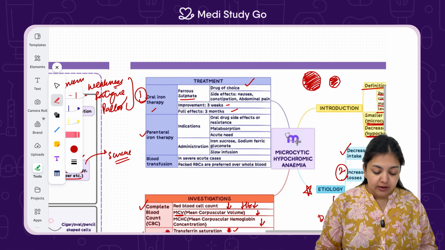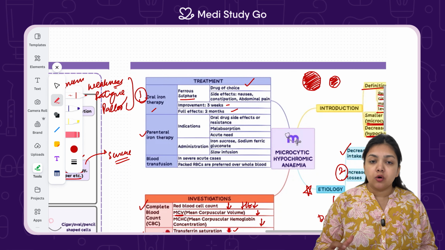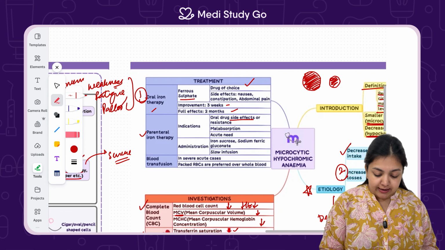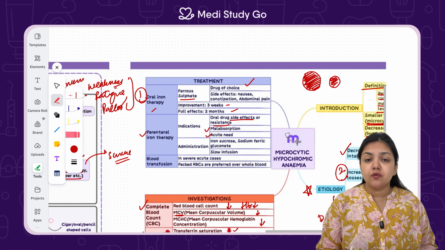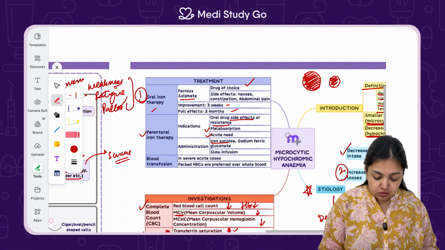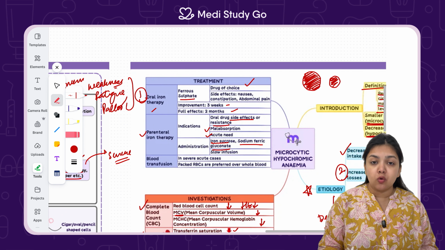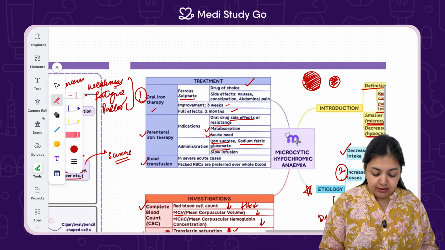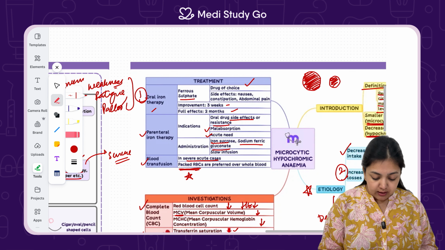Then there is going to be parenteral iron therapy, wherein the oral drug is not giving as much effect as it should. So oral drug side effects are decreased. In cases of malabsorption and in cases of acute need, we might need the parenteral supply. Here, iron sucrose or sodium ferric gluconate is slowly infused into the body to increase the level of irons over time.